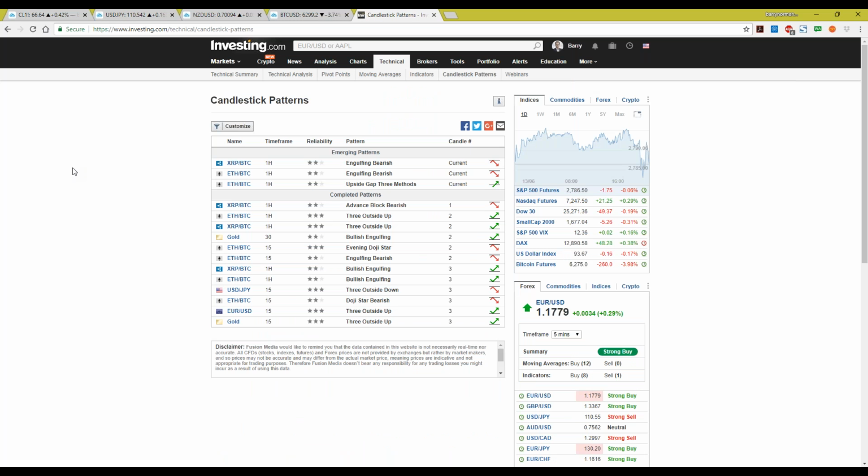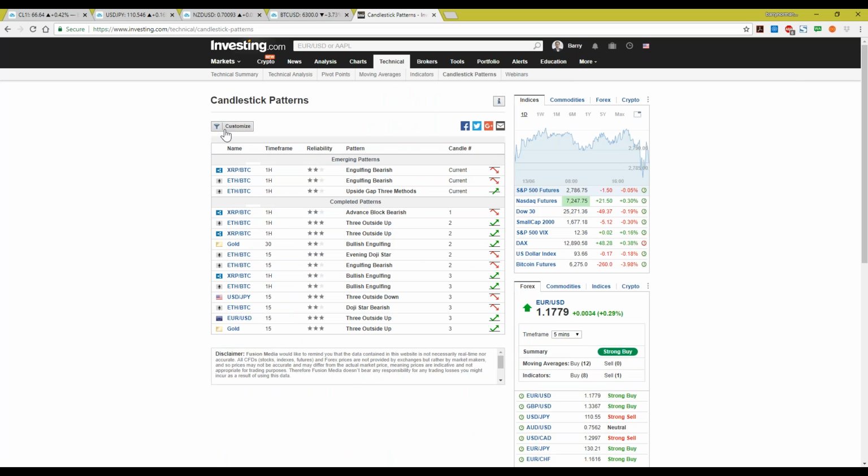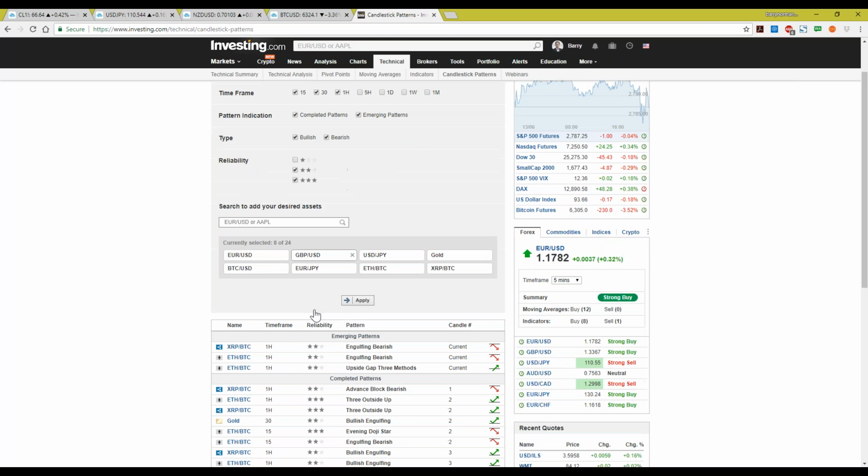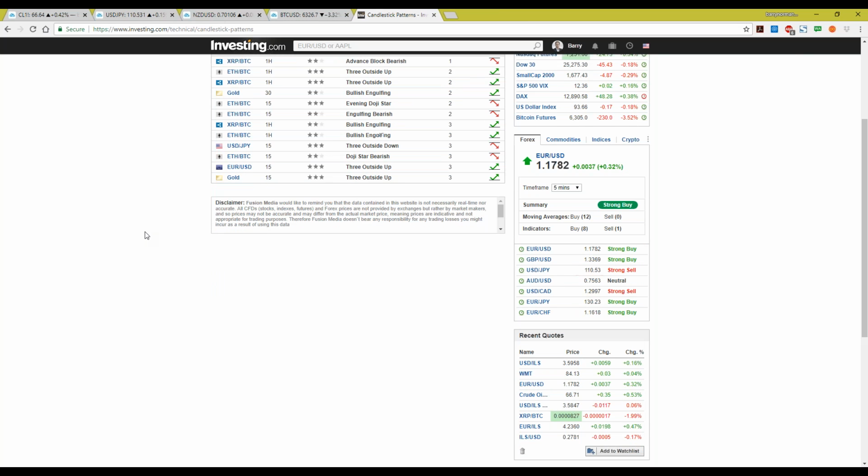And look at that. It's telling me all of these different candlesticks. Well, I can customize it. I can decide what assets I'm interested in looking at, what time frames I'm interested in seeing the candles, whether I want completed patterns or developing patterns, whether they're bullish or bearish, how reliable I want those patterns. Like we go from singles to doubles to triples. Well, triples are the most reliable, doubles, okay. And then we can select the assets we want to monitor, and then we just click on apply.